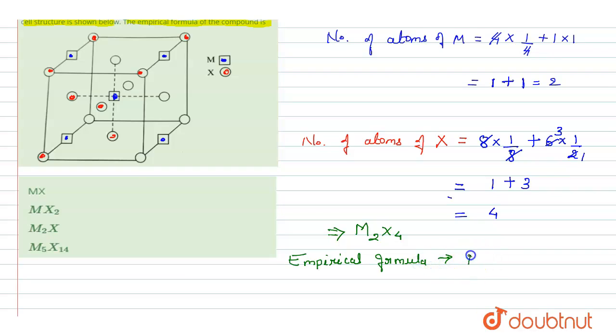will become MX2, and this is present in option number B. So from this, our option B is the correct answer.